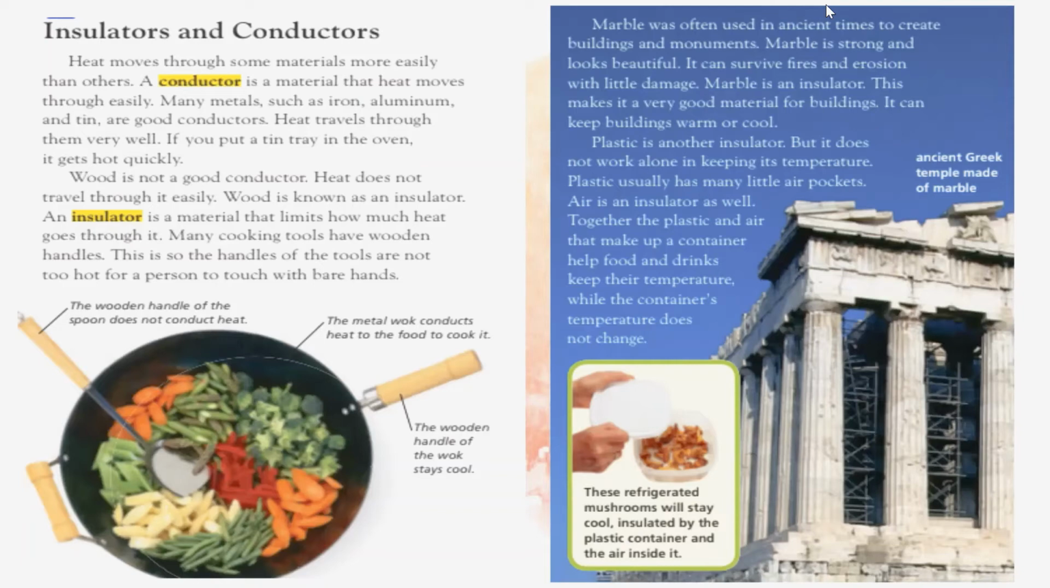Plastic is another insulator, but it does not work alone in keeping its temperature. Plastic usually has many little air pockets inside of it. Air is an insulator, or a poor conductor, as well. Together, the plastic and air that make up a container help food and drinks keep their temperature while the container's temperature does not change. And then the picture at the bottom, the caption says, "These refrigerated mushrooms will stay cool, insulated by the plastic container and the air inside of it."